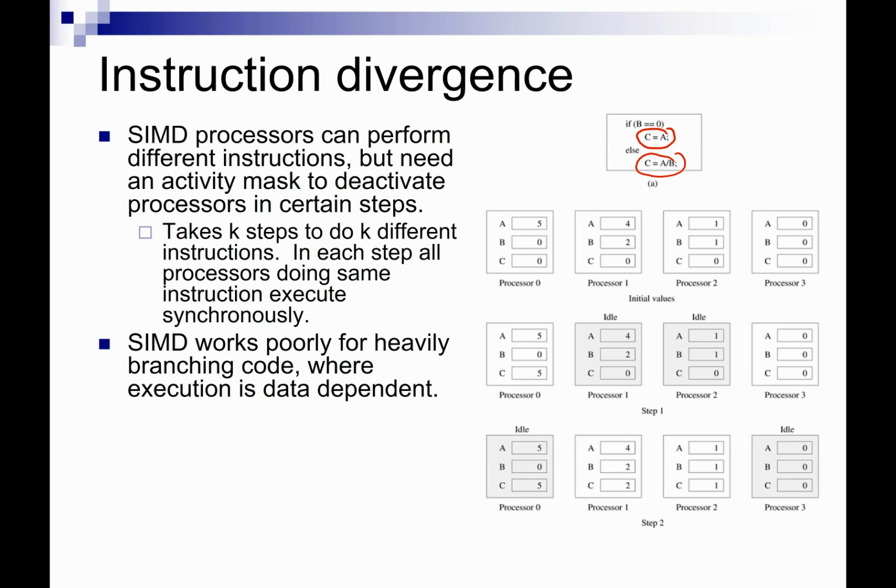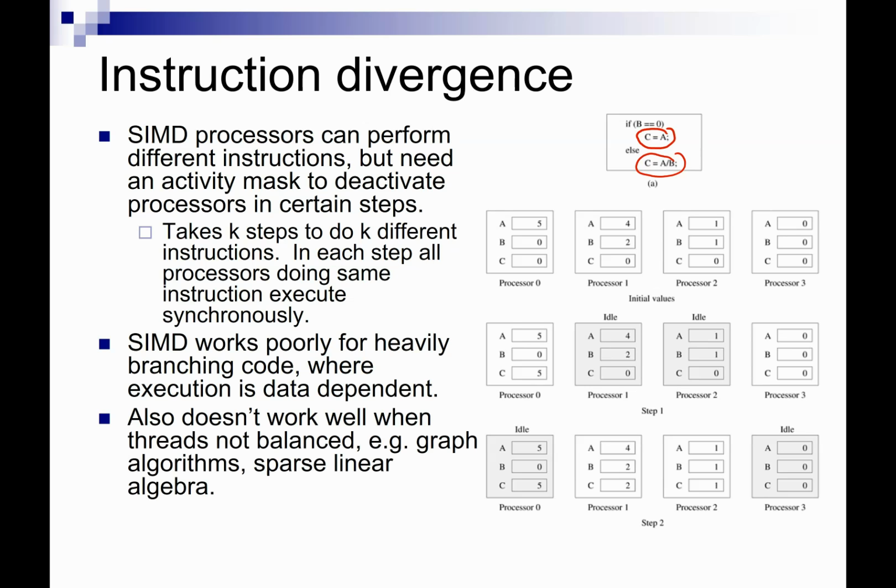Sometimes when you have code which is heavily data dependent, you will have lots of branching. In those situations, you may not want to use SIMD processors. Another situation where SIMD doesn't work well is when the different processors are very imbalanced in terms of their load. If processor 0 has a lot of things to do, whereas the other processors only have a few things to do, then basically P1, P2, P3 will be idle for a lot of the time, whereas P0 needs to execute for a long time. These imbalanced workloads show up in things like graph algorithms or sparse linear algebra algorithms.